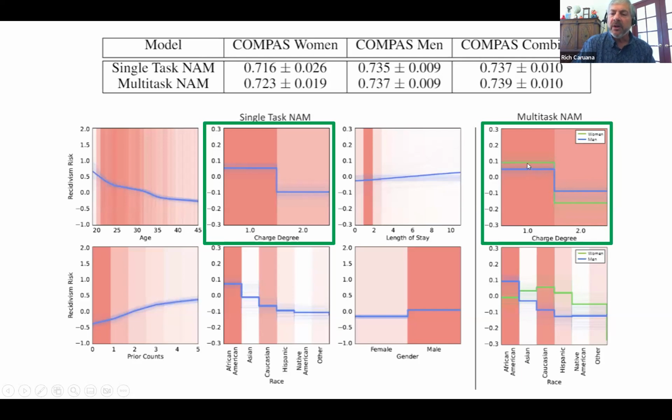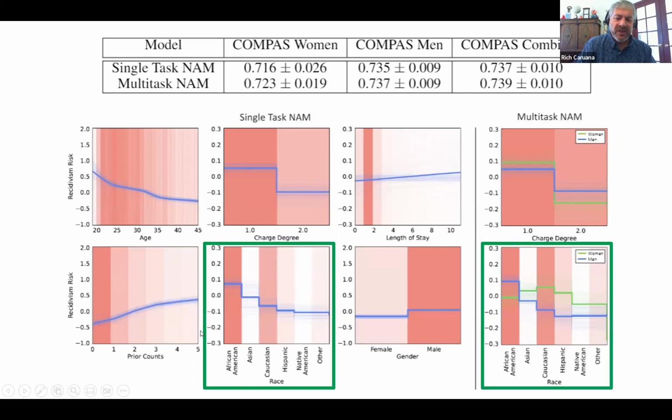The risk of committing another crime, another felony, is higher for women, but lower for misdemeanors. That's not that big of a difference, though. That's not that exciting. This is what's really interesting. This is risk as a function of race.